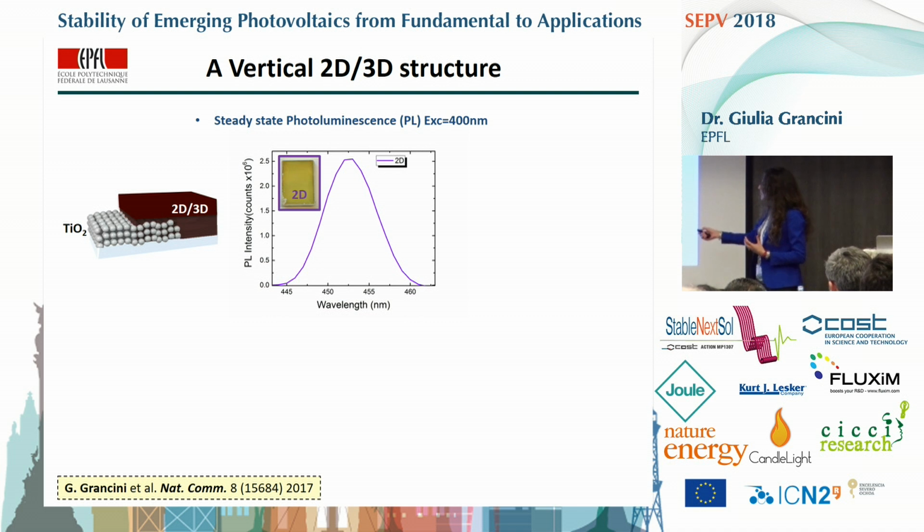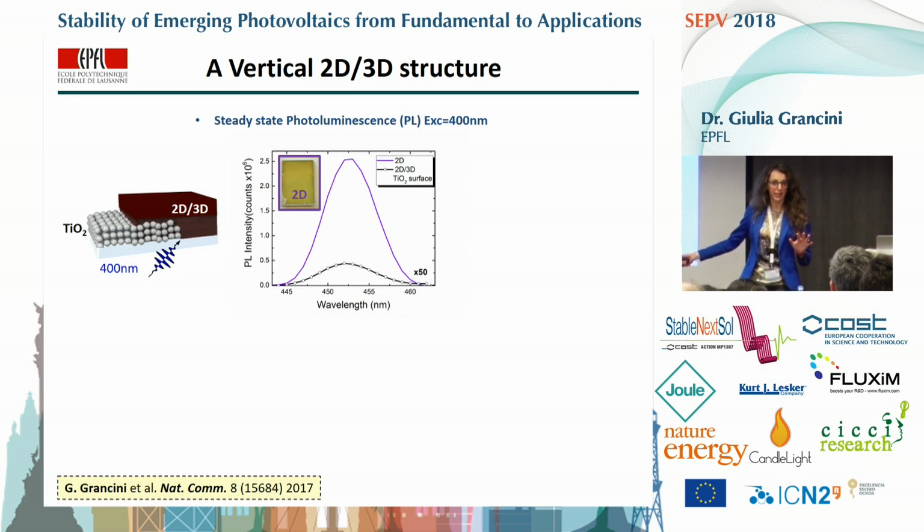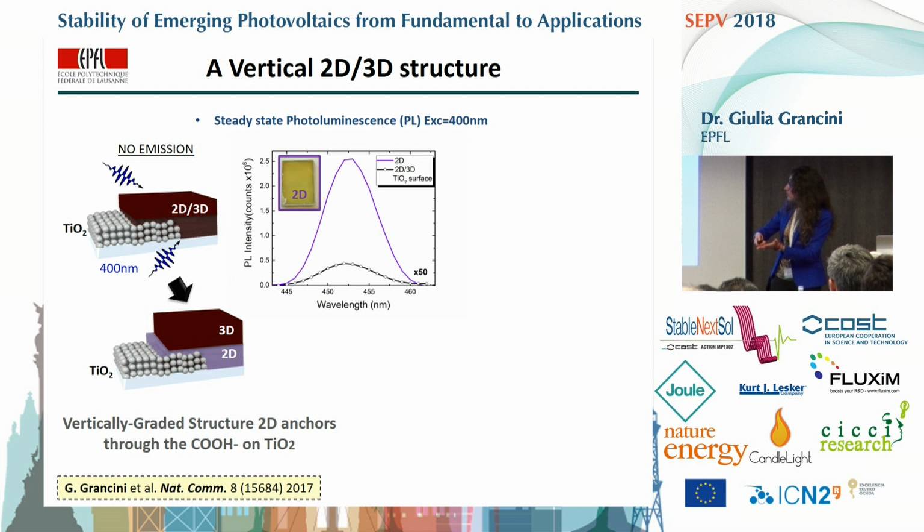And you can see that we basically excited from the bottom layer, and here is the photoluminescence spectrum of our blend compared to the one of the pristine two-dimensional perovskite. They match, while there is no emission if we excite from the top side. So these very simple measurements enable us to conclude that there is a kind of vertically graded structure where the two-dimensional perovskite anchors mostly on the surface of the mesoporous titania through, for instance, carboxylic acid ending groups, while the 3D perovskite is deposited on top, even if we deposit by a single-step deposition method.